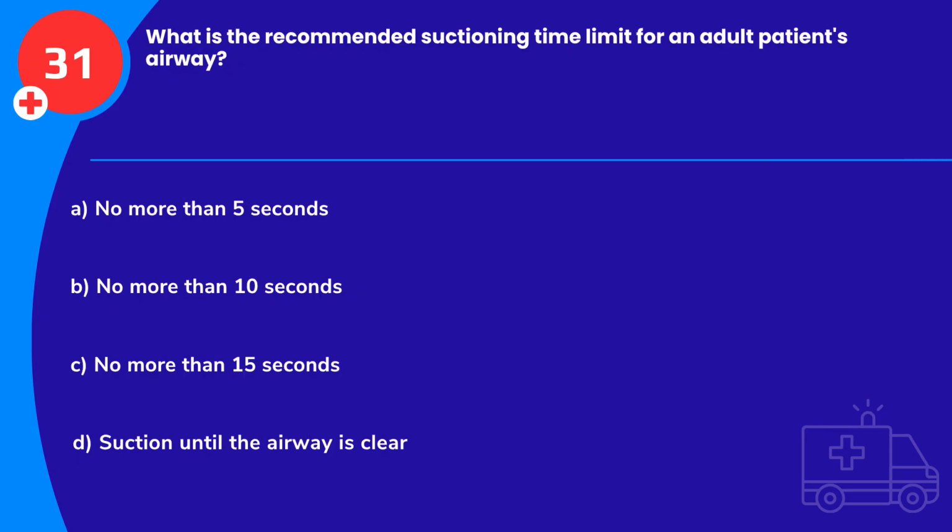pneumonia. Question 31. What is the recommended suctioning time limit for an adult patient's airway? A. No more than 5 seconds. B. No more than 10 seconds. C. No more than 15 seconds. D. Suction until the airway is clear.